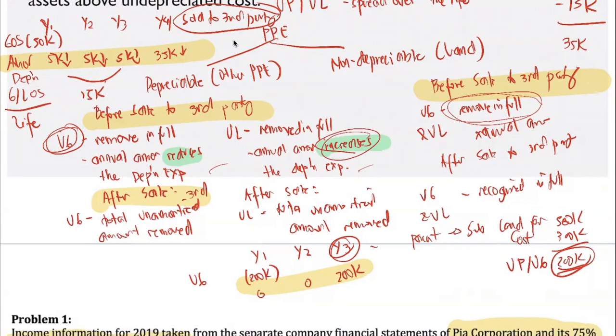After sale, any unamortized, if ever it is sold to third party, pag after sale, ibig sabihin, it is sold to third party. So the total unamortized should be removed now, whether gain or loss. But for non-depreciable asset, there is no amortization. Take note of this. Unrealized gain or loss is removed in full. And if it's sold to third party, you recognize in full.